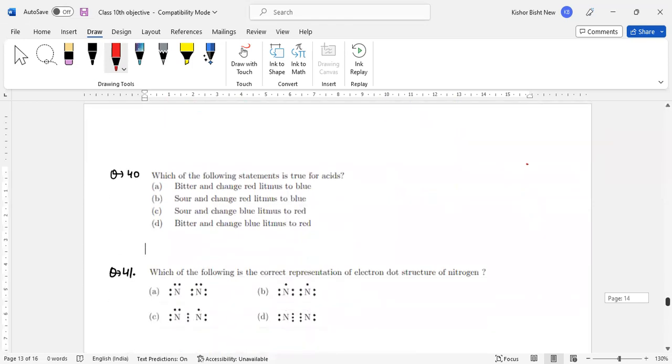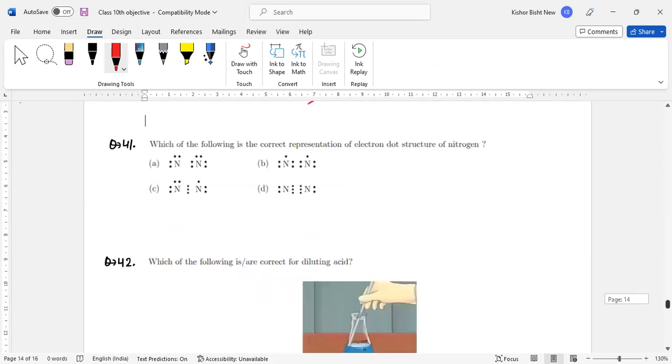Now come to the next question, question number 40. Which of the following statements is true for an acid? Acids are bitter in taste? No. Sour, and change blue litmus to red. This is the correct answer. Bitter, no. You people have been studying acid, base and salt since class 8th also.